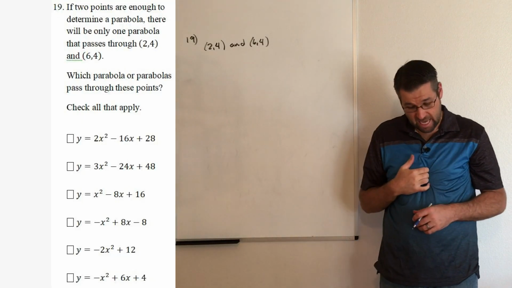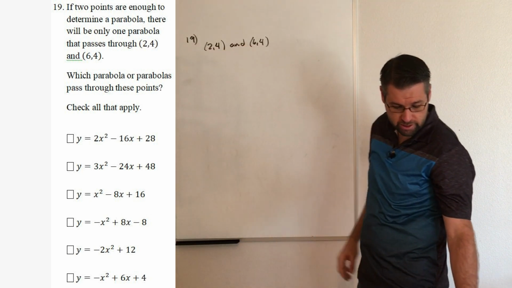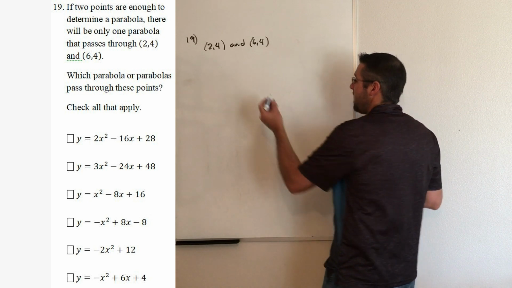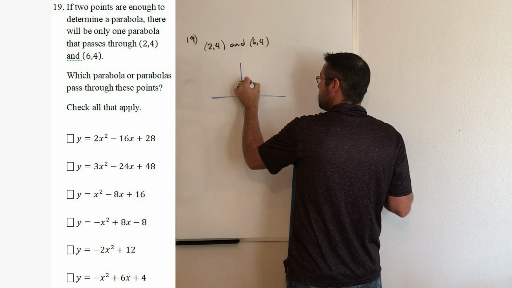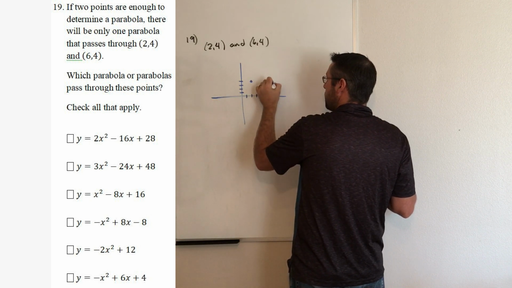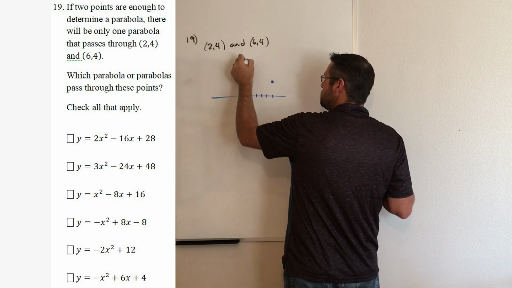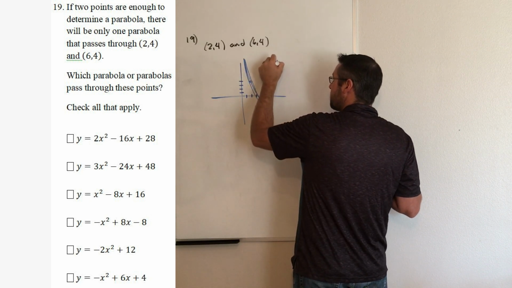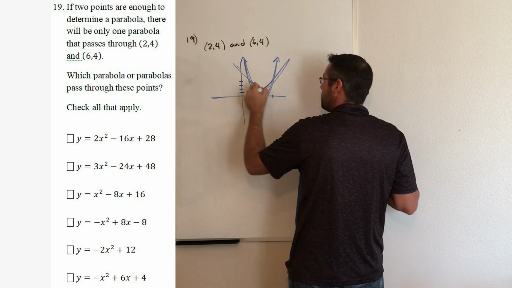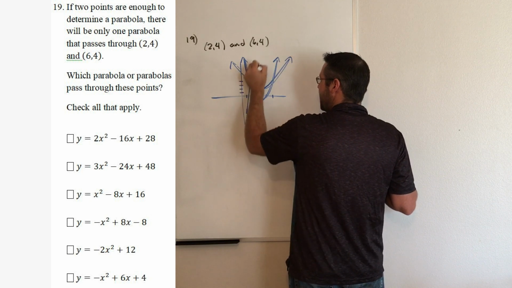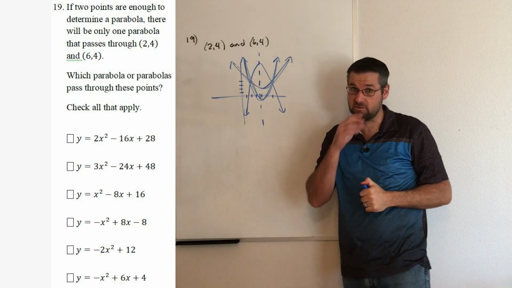Okay, number 19 is actually a very long problem. It's giving you two coordinates, and it's saying that these two coordinates are on the graph of a parabola. Now, if I plot these points, 2, 4, over 2 up 4, and 6, 4, we notice that these 2 points are at the same height, which implies that when I draw a parabola through those 2 points, there's actually a lot of parabolas that will pass through those 2 points. We could have a standard parabola. We could have a parabola that's a little bit wider. We could have a parabola that's opening down. In all of these cases, these parabolas have the same axis of symmetry.